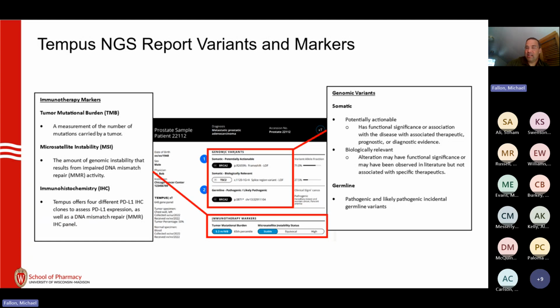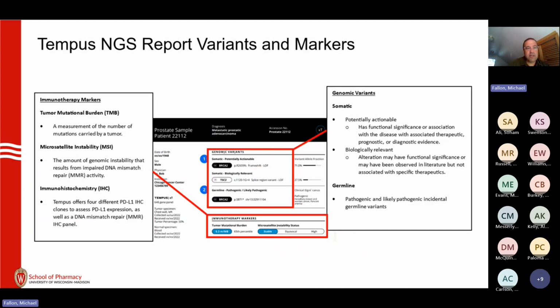Tempus is our most common NGS. They'll generally have somatic fields on the top, potentially actionable, biologically relevant, and then germline at the bottom, and then immunotherapy markers: tumor mutational burden, microsatellite instability, and some people add on immunohistochemistry testing. Not all patients will have that. Tempus we use, I'd say, more than 80% of the time now.